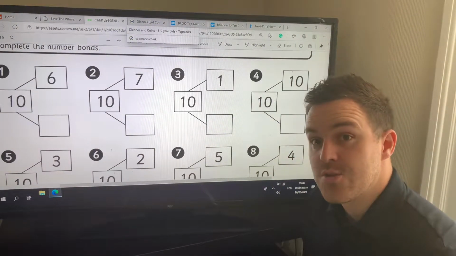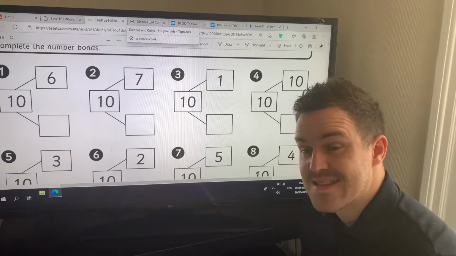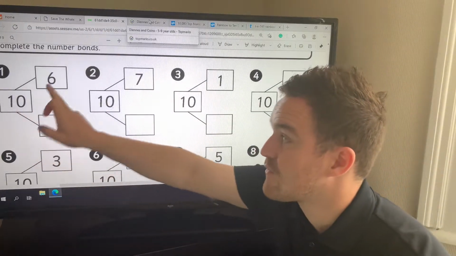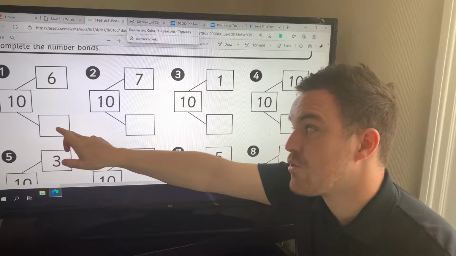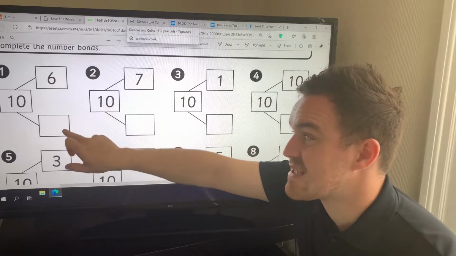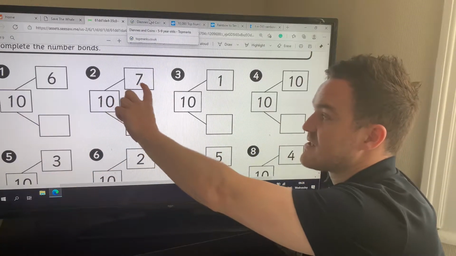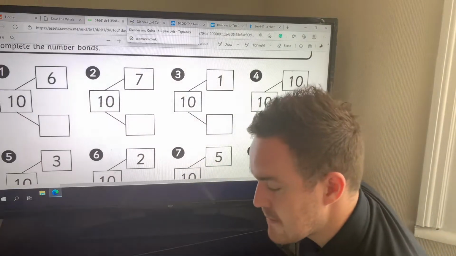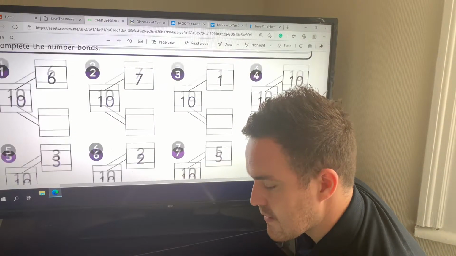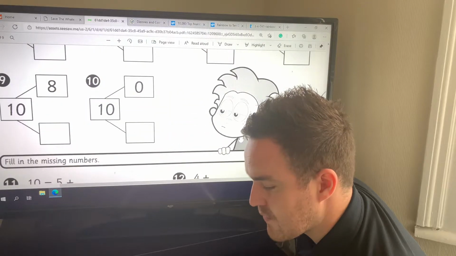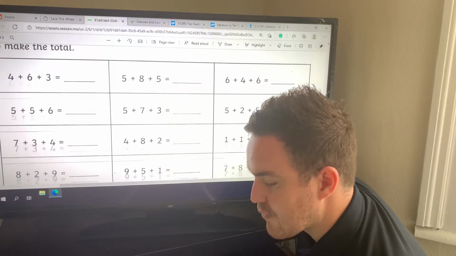So you might want to start on these. Number bonds to 10, simple questions. So you've got your 10 here, you've got your 6. All you have to do is, how many more do you need to add on to 6 to make 10? So your 2 numbers on this side should add up to make 10 each time. Then we'll move on to what we're really focusing on today.